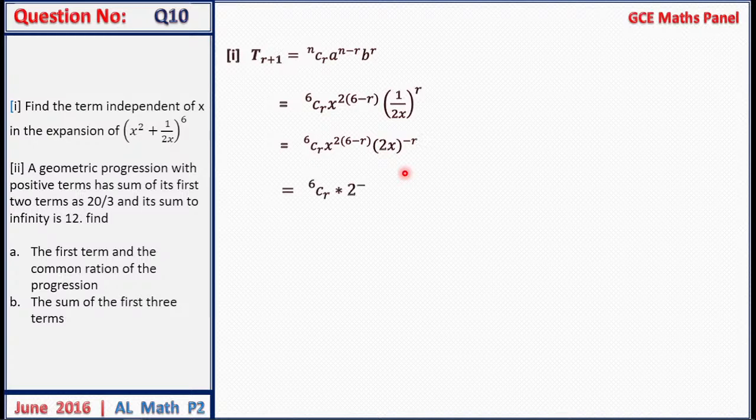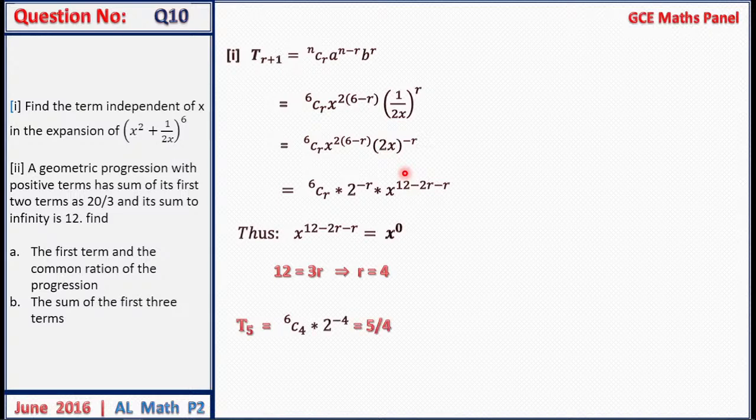So when we simplify this, we'll have 6 combination r times 2 to the power minus r times x to the power 12 minus 2r minus r. Thus, we have x to the power 12 minus 2r minus r equal to x to the power 0, because it's independent of x. And from here, equating the powers, you have r equal to 4. Therefore, the term independent of x is the T(r+1) term, which is 6 combination 4 times 2 to the power minus 4. So we come back to this equation, which is 15 on 4. That's the term independent of x.